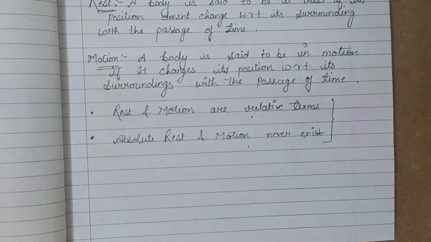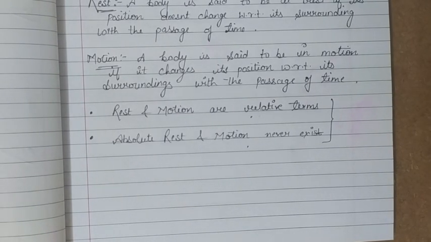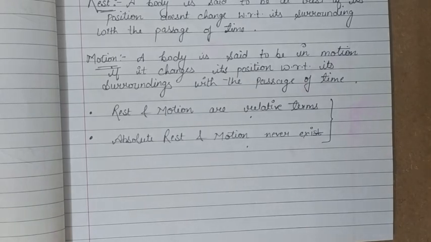Now move to the second one. Absolute rest and motion never exist. How can we explain it? So the position of an object is changing with time or not. This can be explained only if we take a point that is absolutely fixed in space. So we need an absolutely fixed point in space as a reference point to explain whether this particular object is changing its state or not with respect to time. But when we try to find such an absolutely fixed reference point, there is no such point in the universe, as every object in the universe is moving.